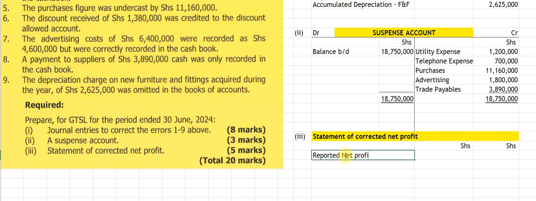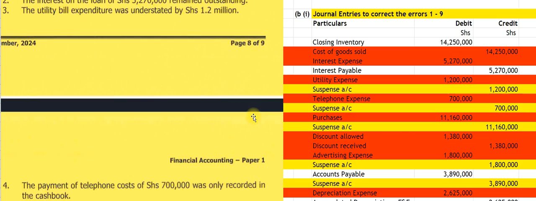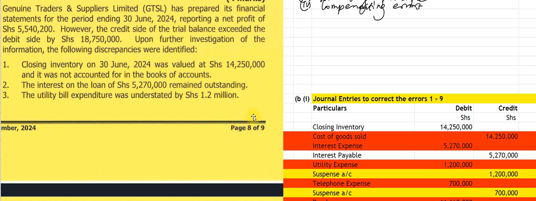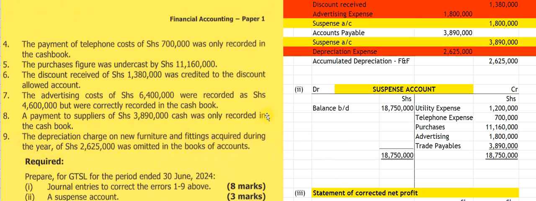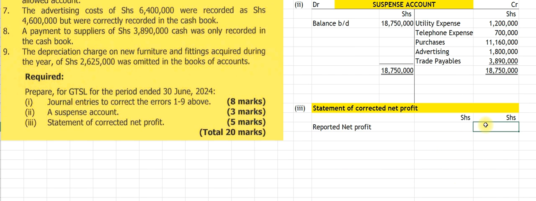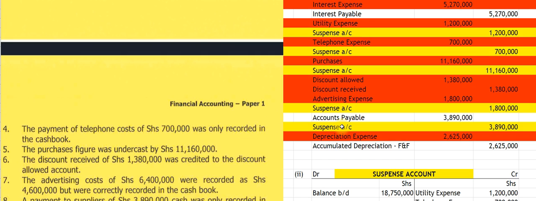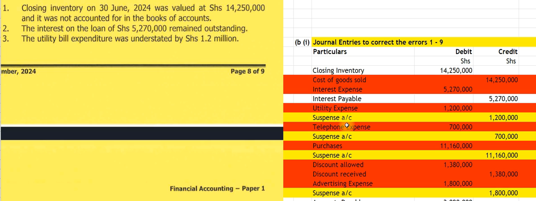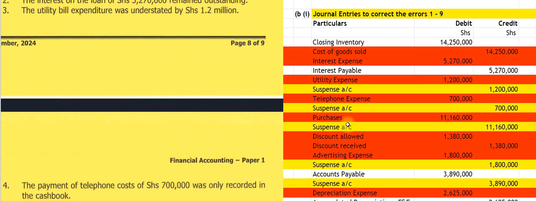The reported net profit is reported as how much? This is 5,540,200. That's the reported net profit figure, so it's what you start with. Then after, we are going to look at the errors one by one.